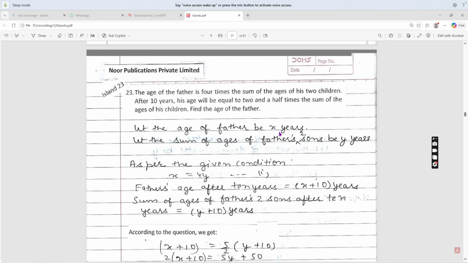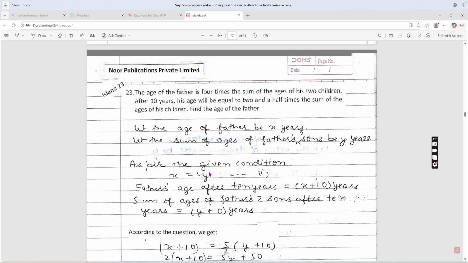Let the age of father be x years. Let the sum of ages of father's 2 sons be y years. So hence we are committed to our 2 variable custom only. Now as per the question, it is clearly mentioned that the age of father is 4 times the sum of ages of his 2 children. So x is equal to 4y. First equation is done.